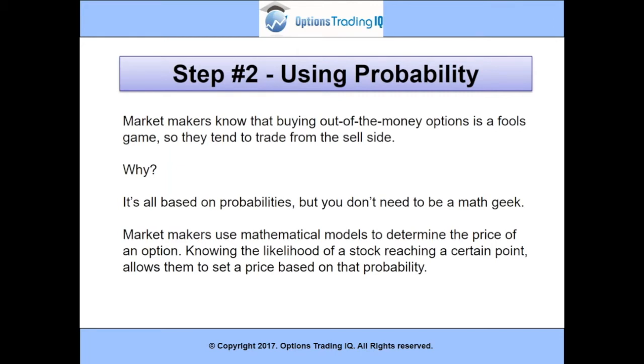But what they do is they buy that out of the money option and then they offset the risk somewhere else, okay? So market makers are really just facilitating trades and they don't want to have exposure, particularly not to out of the money options. They're typically going to be skewed on the sell side of the market. Okay, hopefully that makes sense.